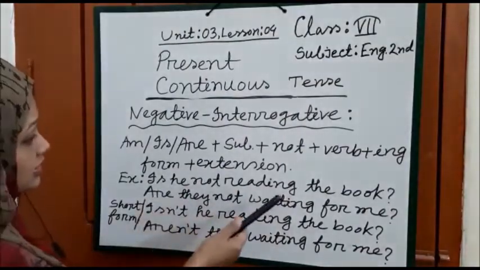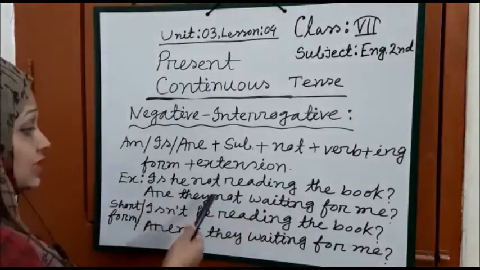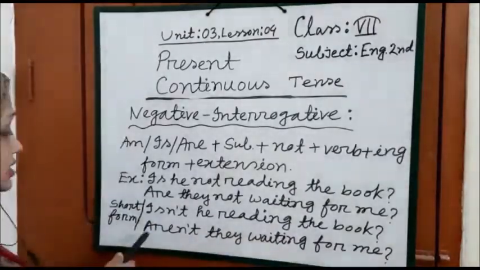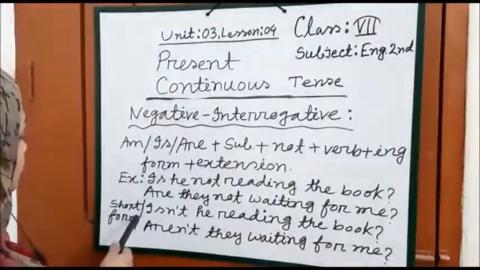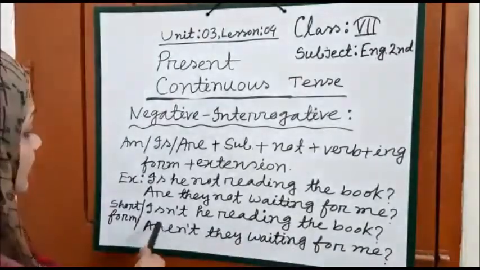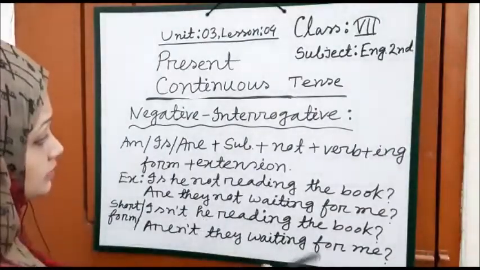Is he not reading the book? Are they not waiting for me? So if we want to write these examples in short form, we have to do it in this way. Isn't he reading the book? Aren't they waiting for me?